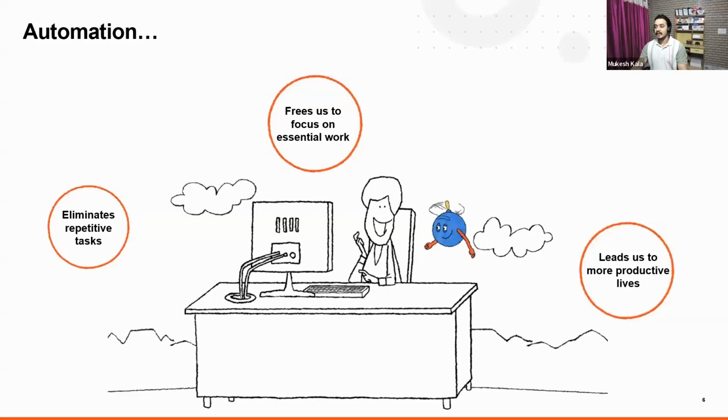That is what an automation is. Now, how can it help? It eliminates the repetitive tasks. So whatever you are doing repetitively, daily, weekly, monthly can be given to the robot so that you can focus on the work which is important for you.